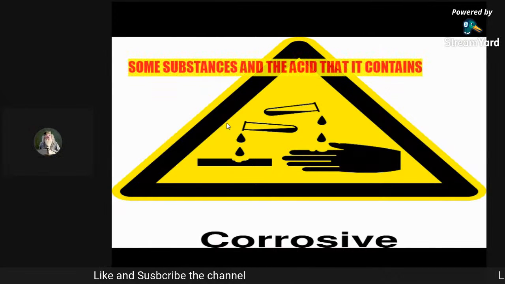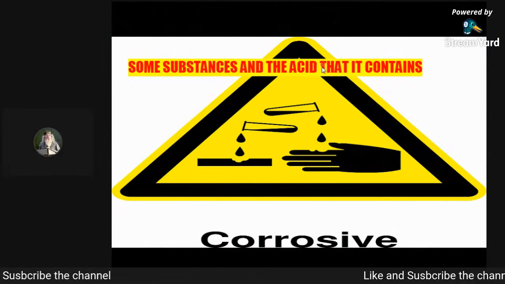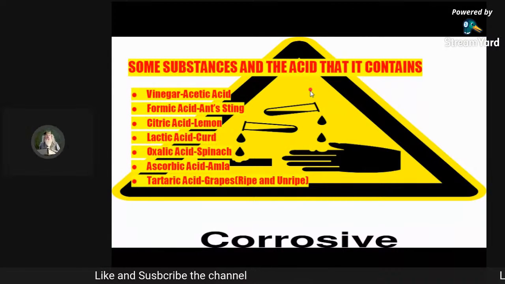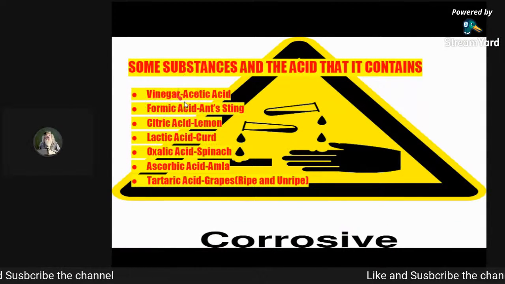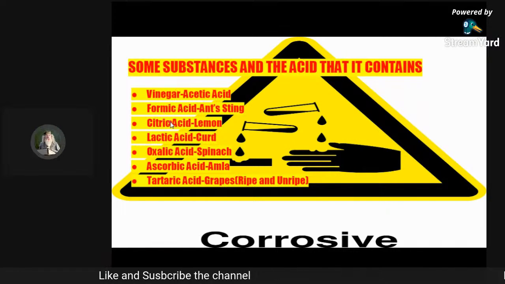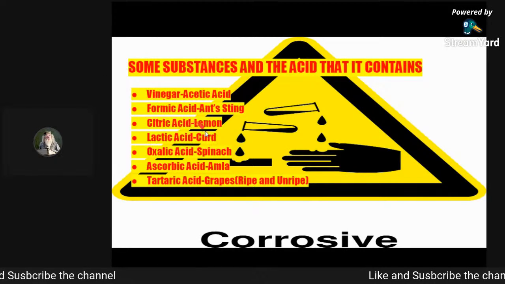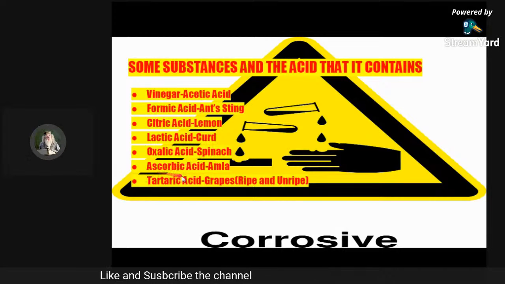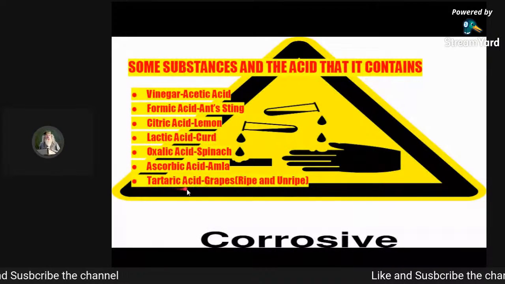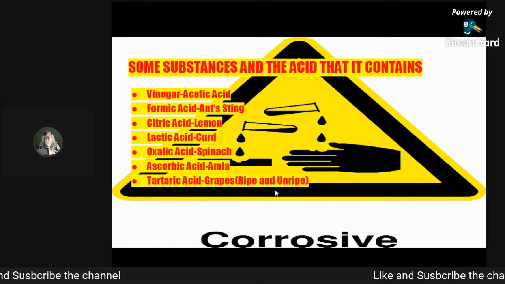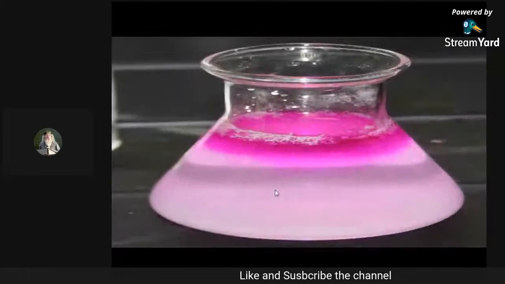Okay, so let us now come to the topic of some substances and the acid that they contain. Vinegar contains acetic acid. Formic acid is in ant sting. Citric acid is in lemon. Lactic acid is present in curd. Oxalic acid is present in spinach. Ascorbic acid is present in amla. Tartaric acid is present in grapes, ripe and unripe. So these are some acids and some common examples in which they are present.